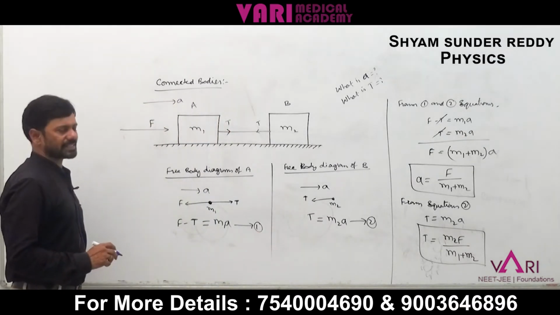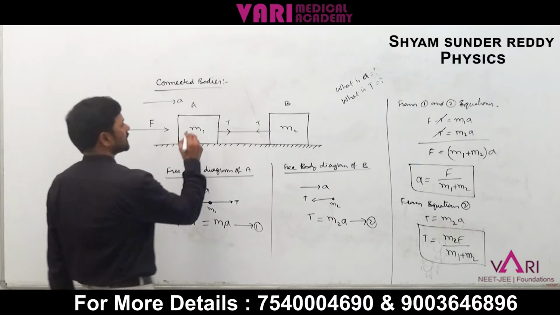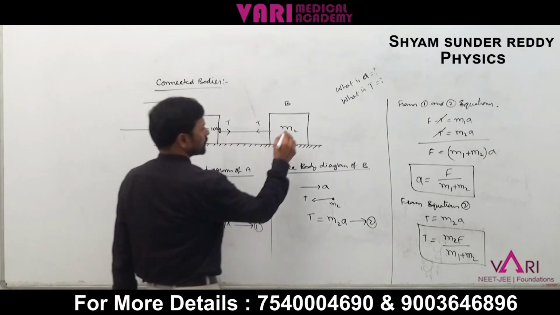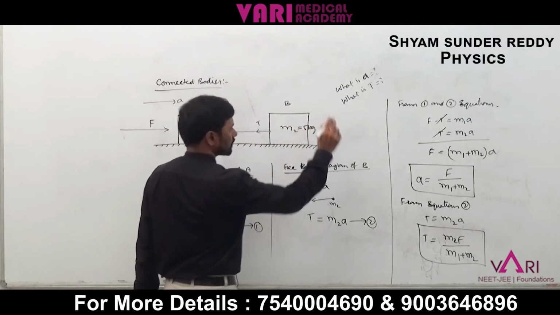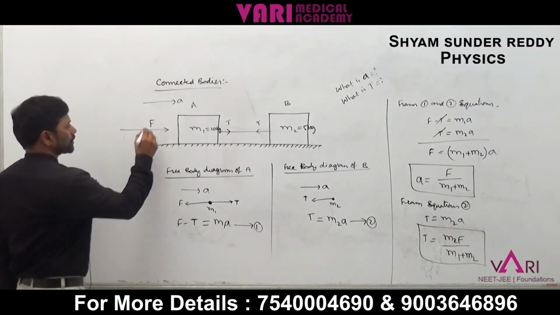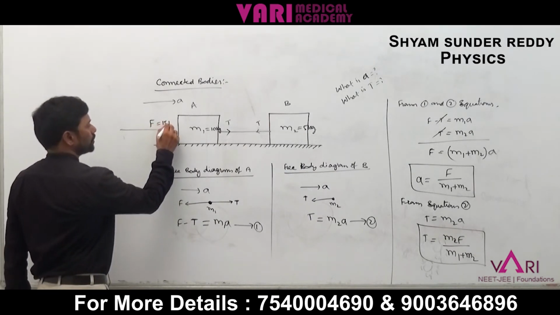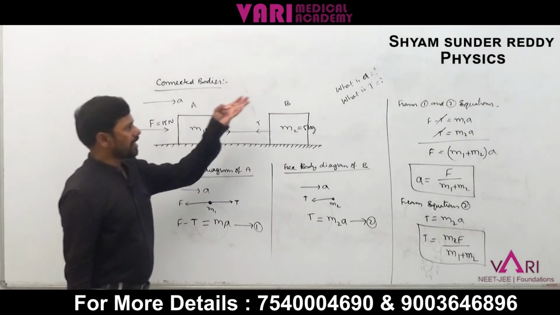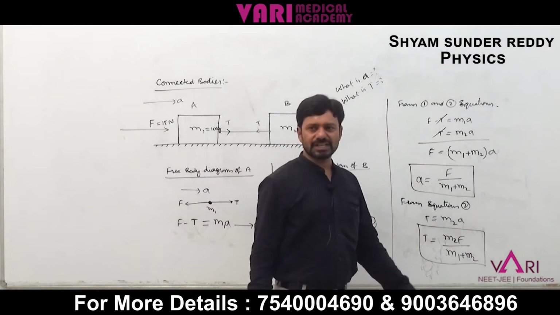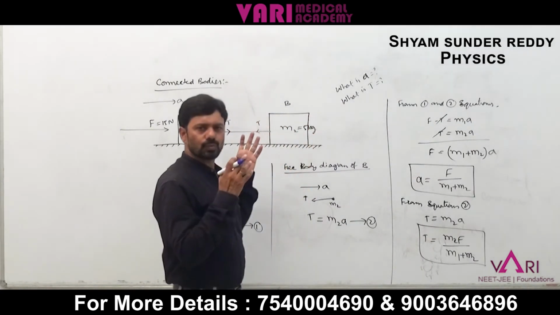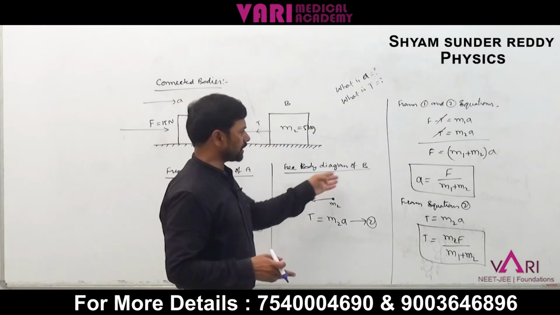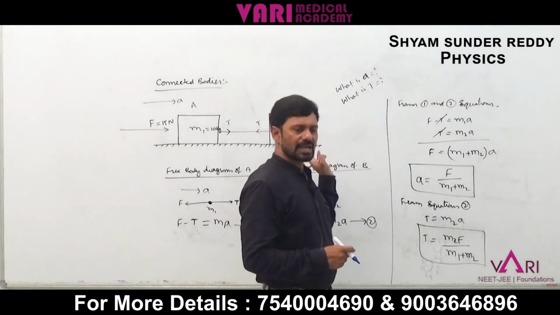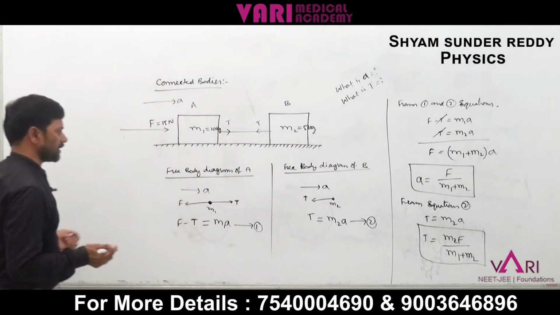Here in this case, take M1 is equal to 10 kgs and M2 is equal to 5 kgs. Applied force F is equal to 15 newtons. Then what is the acceleration and what is the tension? If you know these concepts, then directly substitute in these equations. You will get the result directly. Otherwise, you need to think once again.